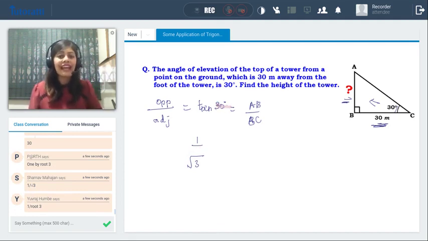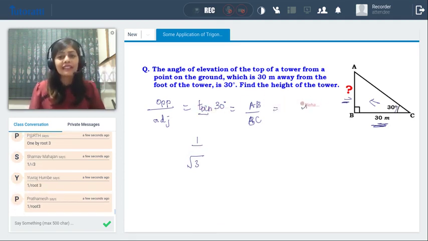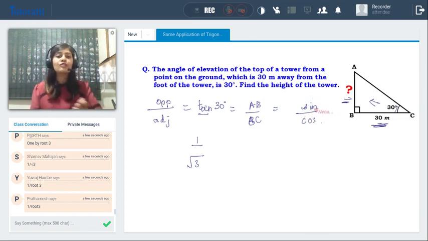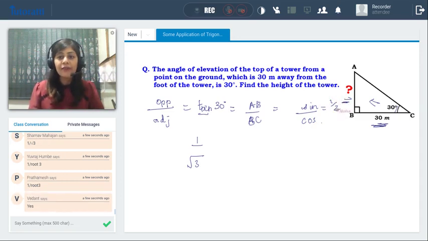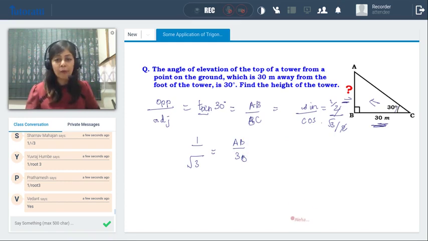And if you ever forget, tan can also be written as sine upon cos. Do not forget your basic trigonometry. Sine 30 is half and cos 30 is root 3 by 2. The 2 and 2 get cancelled. What remains is again 1 by root 3. So let's move ahead. 1 by root 3 is AB upon 30. Again, you get the value of AB to be 30 upon root 3.